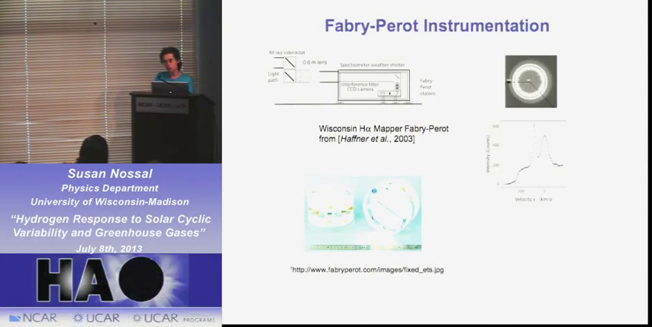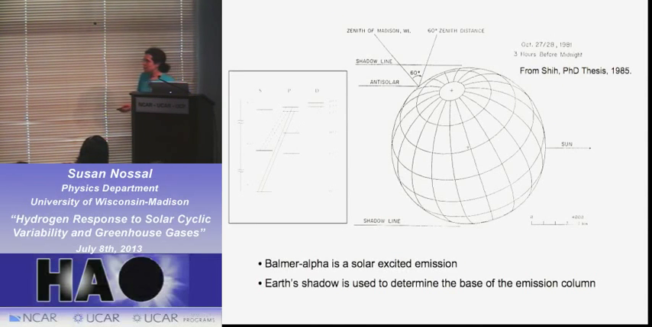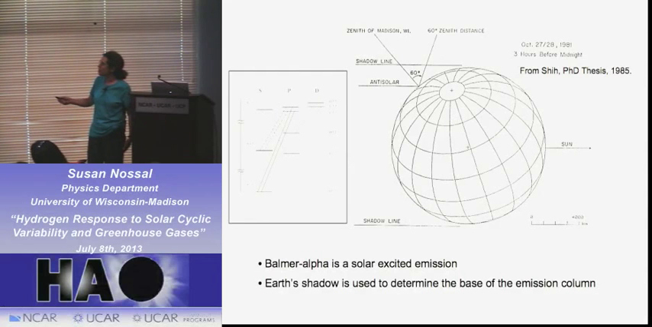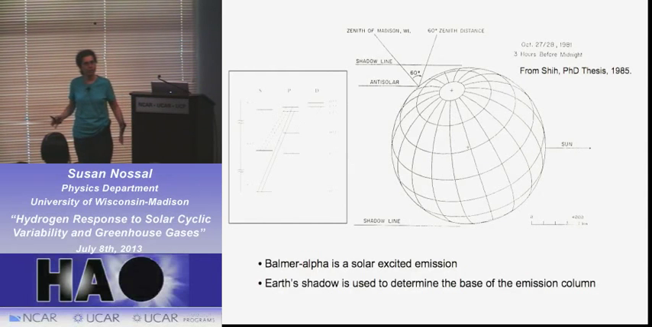I'll talk more about those data in a moment, but first a little bit about the instrumentation. These data were taken with a ground-based Fabry-Perot spectrometer, which is a very high-resolution, high-throughput instrument that can look at very faint light, but at high resolution. The emissions are solar excited, so to first order you can use the Earth's shadow to determine the base of the column of emissions that one is observing. So this is a column emission, and you're collecting photons along a column of altitudes.